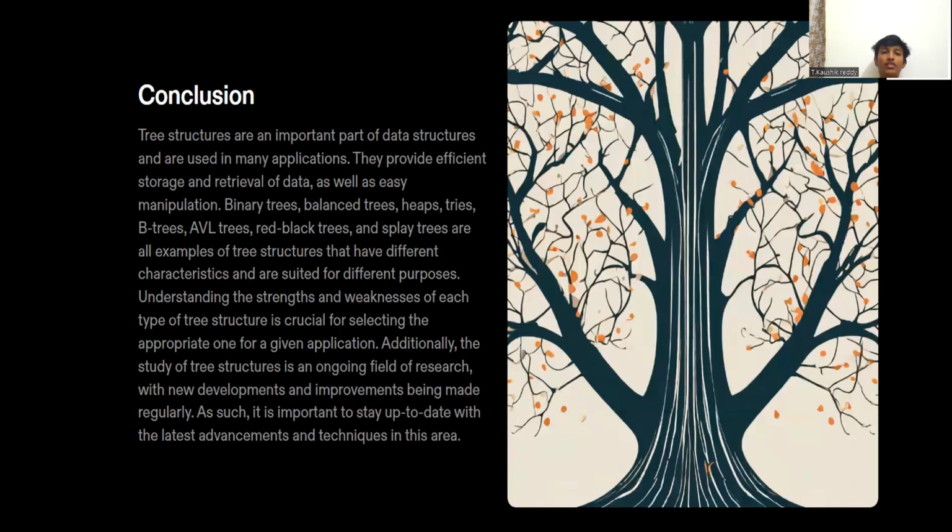So, conclusion: tree structures are an important part of data structures and are used in many applications. They provide efficient storage and retrieval of data as well as easy manipulation. Binary trees, balanced trees, heap trees, red-black trees, B trees, AVL trees, and splay trees are all examples of tree structures that have different characteristics and are suited for different purposes.